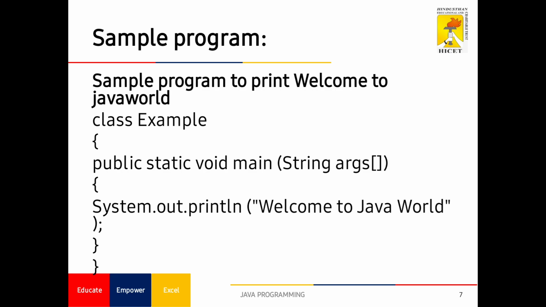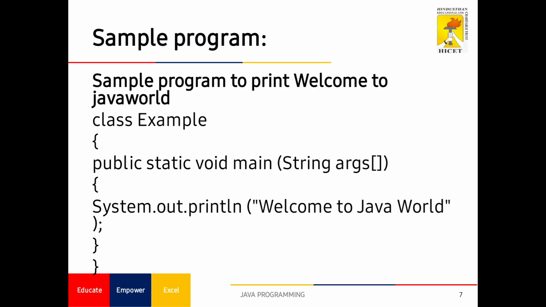This is the program I have included in the slide. It is a simple program. We have a class named Example, which is used just to print Welcome to Java world. It has public static void main, which is the main method. Public is an access specifier, so the specified object can be accessed until the end of the program without any restrictions.